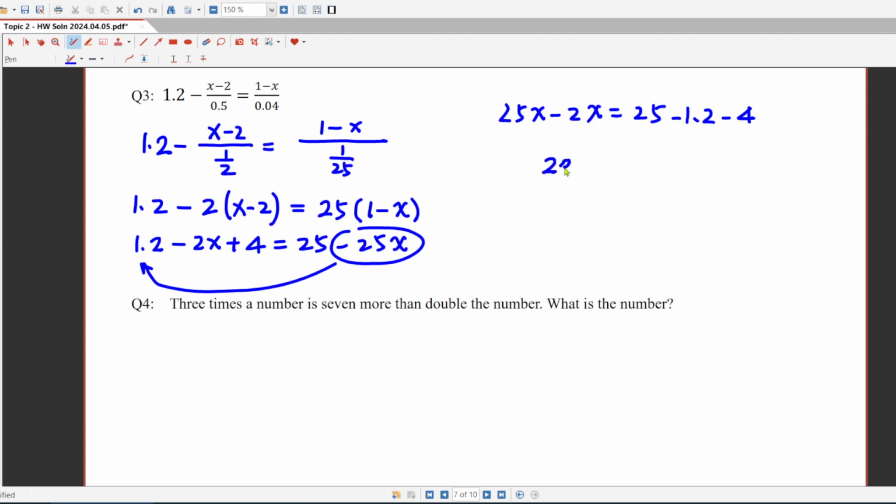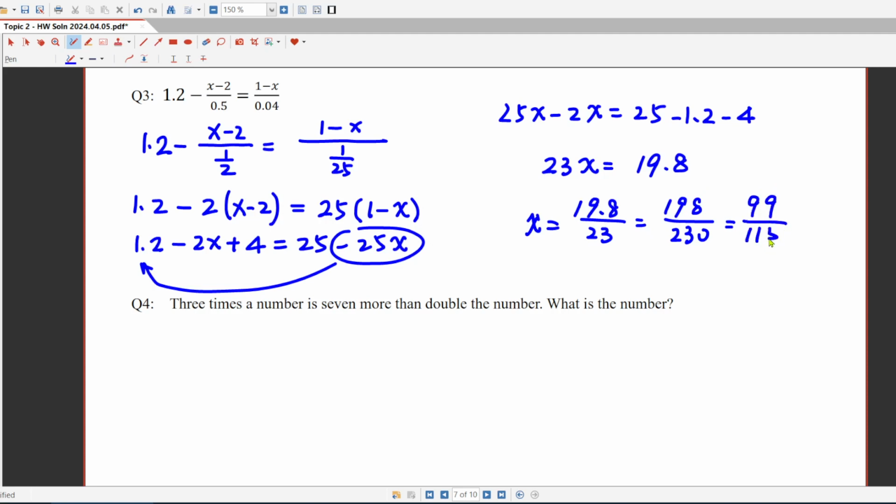So that means 23x equals 19.8, right? So x equals 19.8 over 23, and we can simplify that to 198 over 230, and simplify to 99 over 115, right? Any questions?